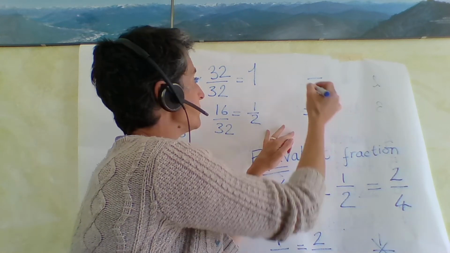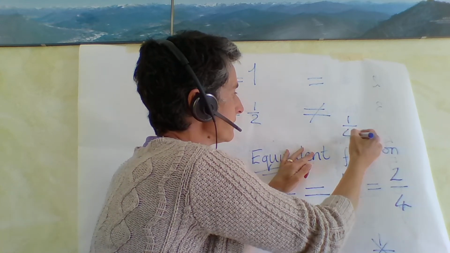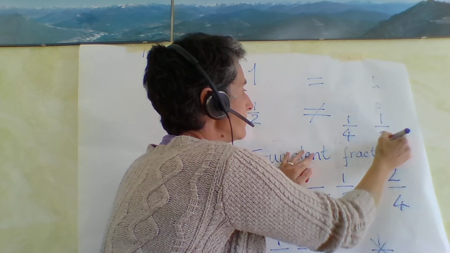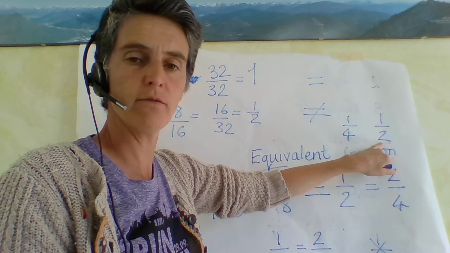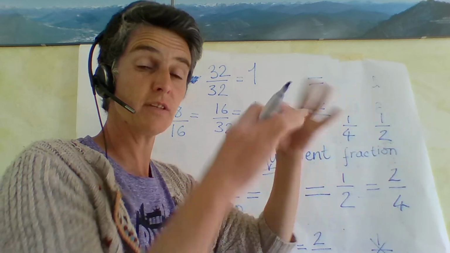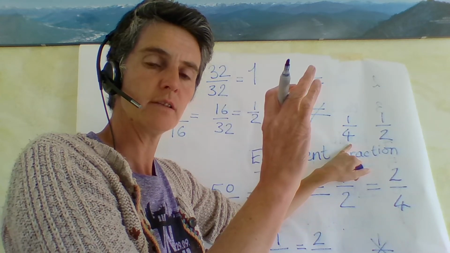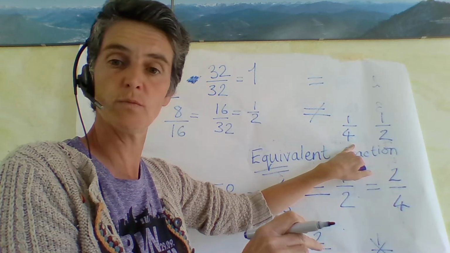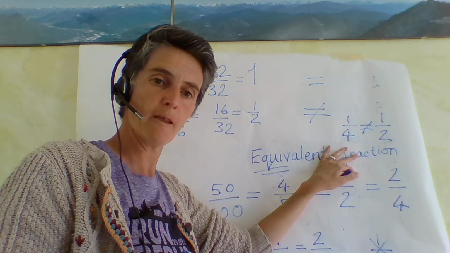So let's see. On the first one of those, you've got a quarter and you've got a half. Is a quarter equal to a half? You've got to think of the same sized whole one. Is a quarter of that whole one the same size as half of the same whole one? No, a quarter is much smaller, isn't it? So on that one, we'll say it's not equal. Those two are not equal.